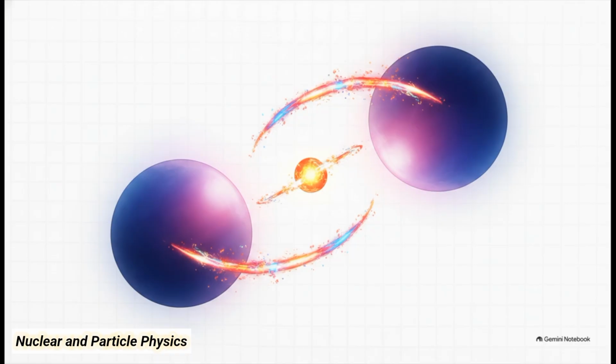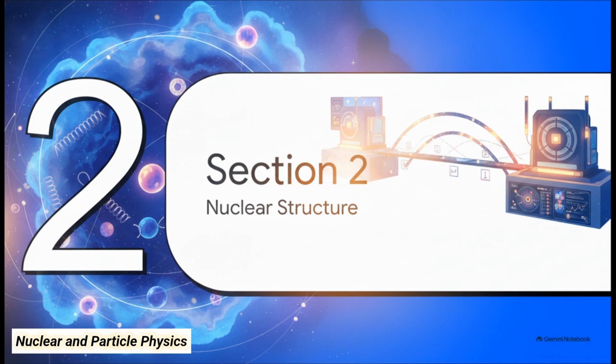And here's the amazing part. By simply looking at the known range of the nuclear force, he mathematically predicted the exact mass of the pion. Fast forward a few years, and experiments discovered the charged pion exactly where he predicted it would be. Just brilliant. Moving right along to Section 2, Modeling Nuclear Structure.